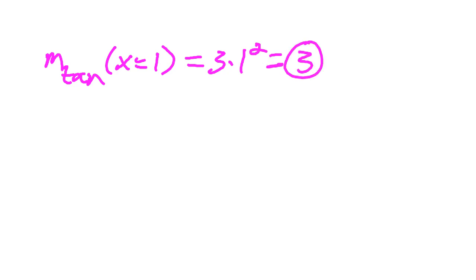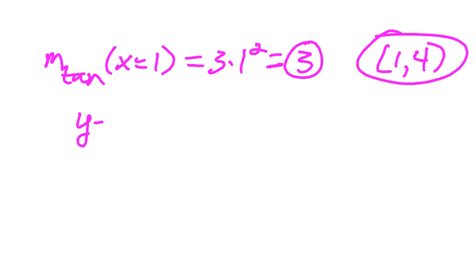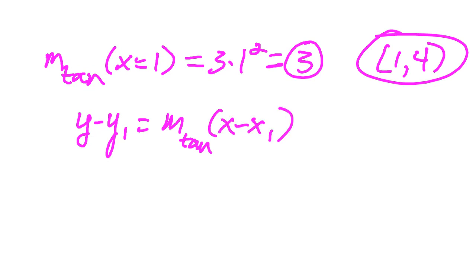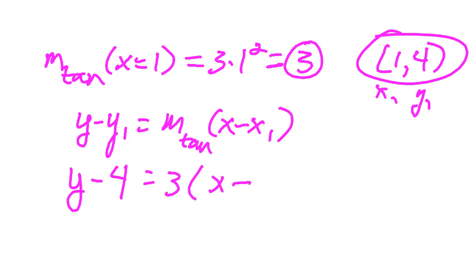And it wanted the equation of the tangent line, and there's two different ways I can do this. One is point slope form. I have a point because the point is 1, 4. So I have a point and I have the slope, so I can use point slope form of a line. So y minus y1 is the slope of the tangent line, times x minus x1. So y minus 4, because this is my y1, and this is my x1, is the slope of the tangent line, which is 3, times x minus x1, which is 1.